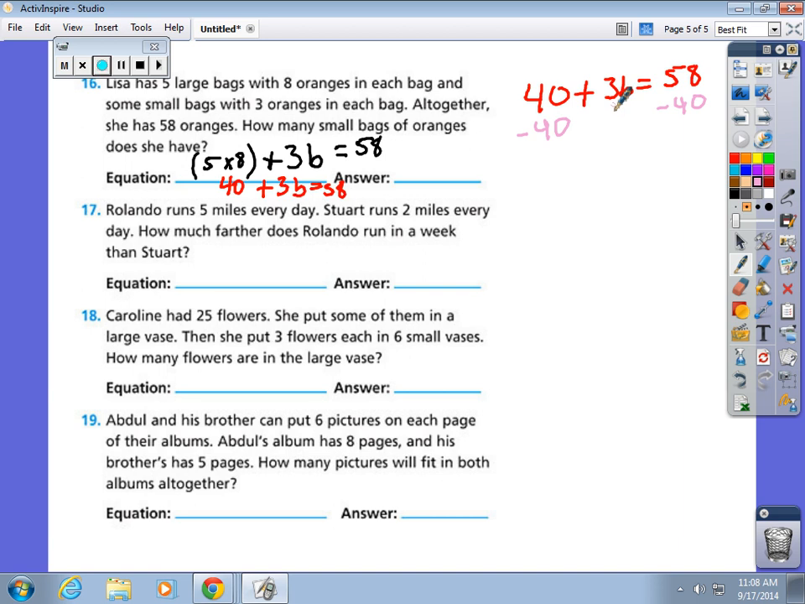We're going to get into isolating variables more. But right now we're going to get 3b. When I subtract 40 from there, it cancels out. 3b equals 58 minus 40. 58 minus 40 is 18. Now this we can do. 3 times b equals 18. 3 times what gives me 18? Well, 3 times 6. So 6 small bags of oranges.